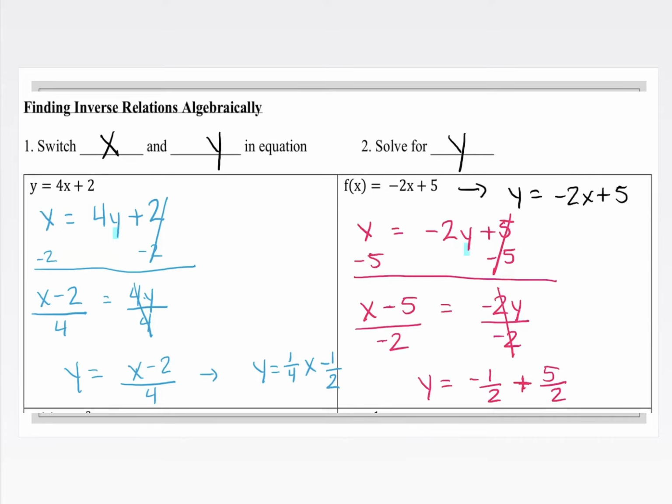Now, because our original example had f of x, we can also rewrite this with the inverse notation. So f inverse of x is, oops, I forgot the x there, negative 1/2 x plus 5/2. Don't leave out your variables, because otherwise I would not be done. I would need to combine my like terms, but these are not like terms. So keep your variables.